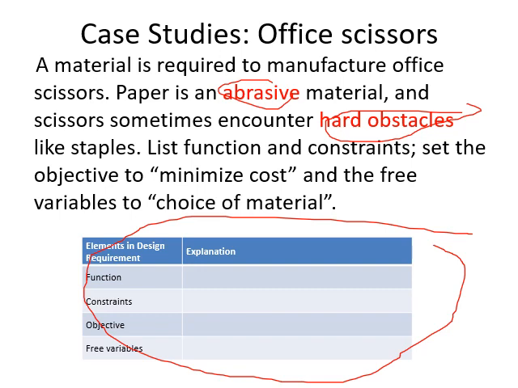Not out loud, I mean during the exam, you need to read it clearly and have a proper understanding. So let me read it out loud here. A material is required to manufacture office scissors. Paper is an abrasive material, and scissors sometimes encounter hard obstacles like a stapler. List the function and constraints, set the objective to minimize cost, and the free variable to the choice of material.